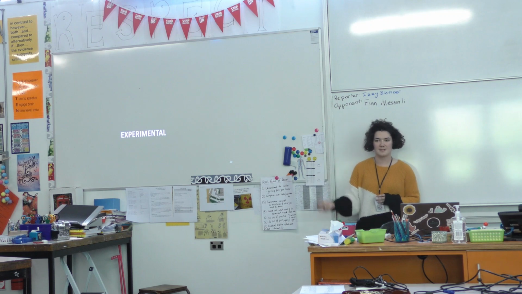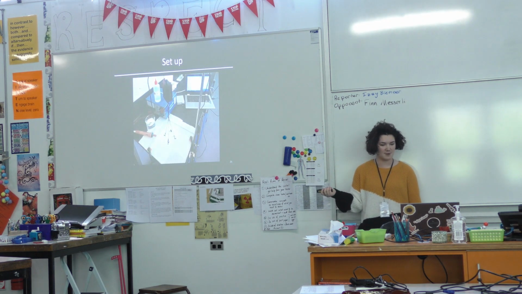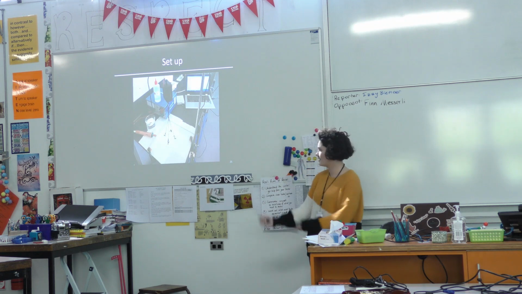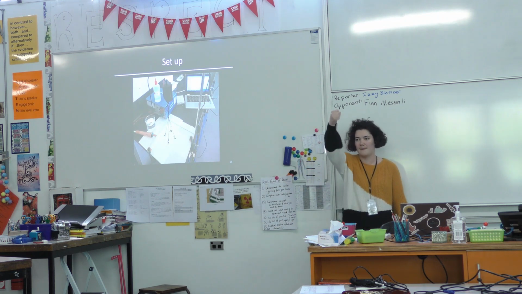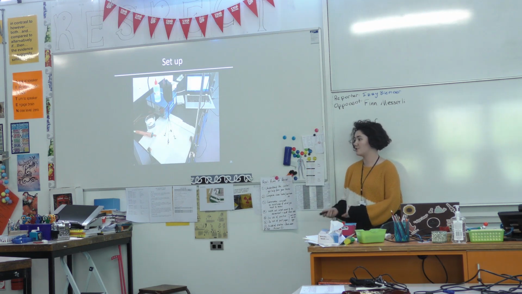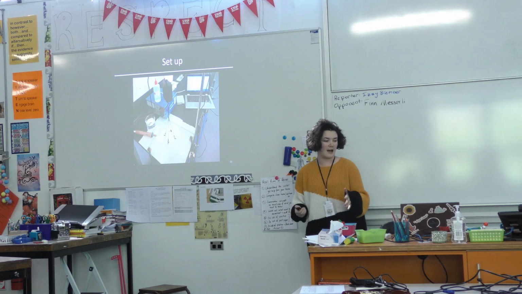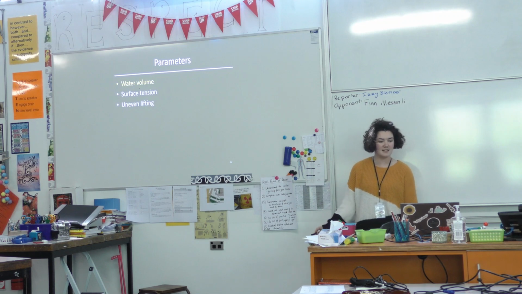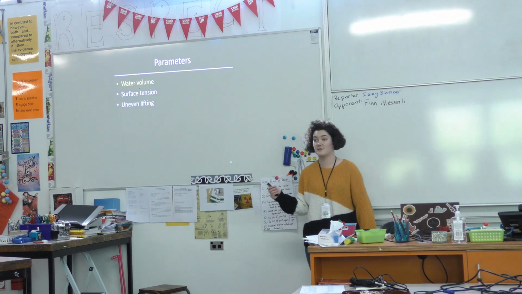So to go into the experimental, this was my experimental setup. I had a force meter, some glass, some water, and another sheet of glass, and then I would pull up above the force meter in order to separate those two sheets of glass. These are the parameters that I tested. The first one that I'm going to talk about is water volume.